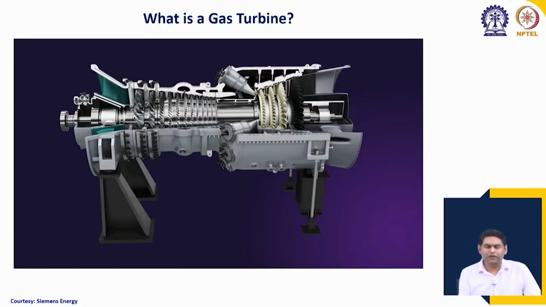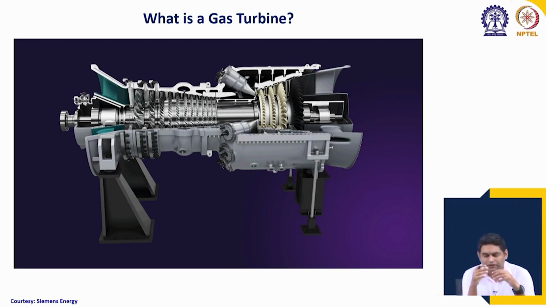Now, let us start with what is a gas turbine. It is a type of heat engine. Heat engines you already know, for example, ICE engines and reciprocating engines are also heat engines. The role is to convert thermal energy into mechanical energy. That mechanical energy can be used to drive some sort of mechanical device or shaft, or it can be used for electrical power generation also.